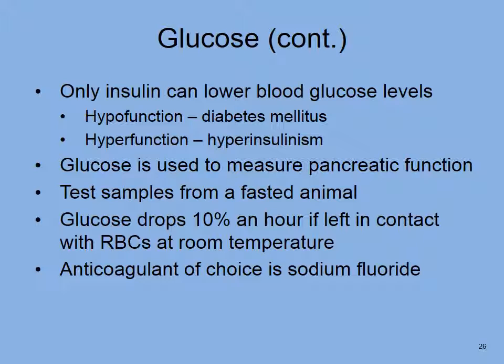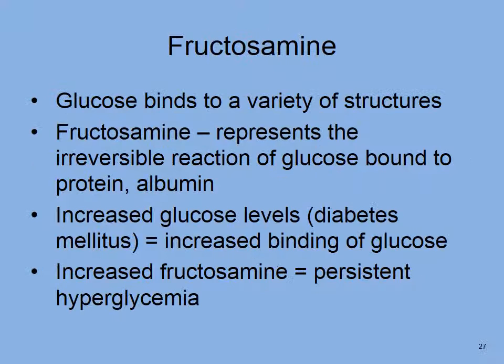It's great to get test samples for glucose from a fasted animal. A lot of times you can't. Glucose drops 10% an hour once you've collected the sample if left in contact with red blood cells at room temperature. So if you collect it and you leave it on the counter for several hours, and then you test it and the blood sugar is low, well, that would be why. Test it right away. The anticoagulant of choice to use if you're looking to do a glucose test is sodium fluoride. It doesn't interfere with the glucose. It doesn't degrade it or anything like that.